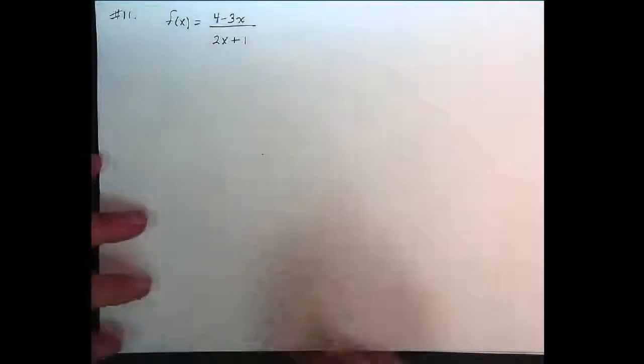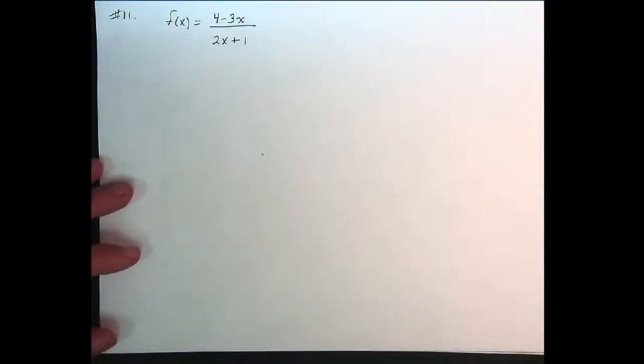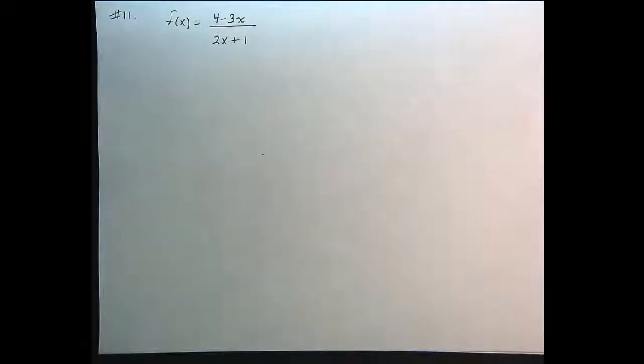So we're looking for vertical asymptotes, horizontal asymptotes, and oblique asymptotes if that happens. Oblique is when it goes diagonally. Oblique is when the degree of the numerator exceeds the degree of the denominator by exactly 1.